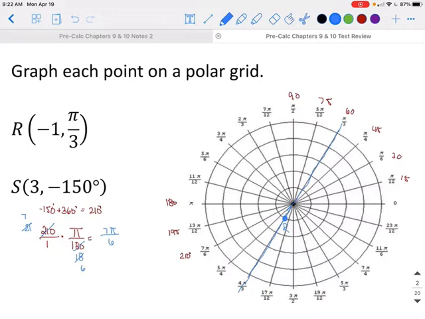So either you can write out all the degrees. Each one of these is worth 15 degrees. Or you can convert it to radians and find the same location. And we are going to go a positive 3 in that direction. So we're going towards the 210 degrees to the third ring, and this would be point S.